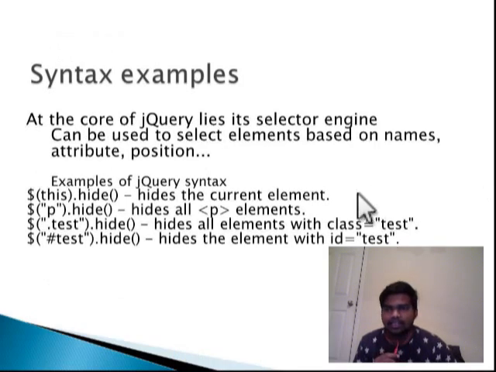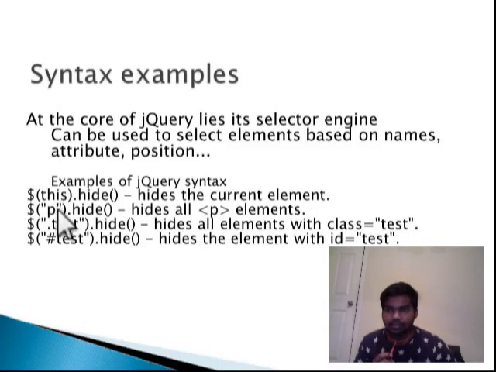Okay, so let's see a few basic syntax examples of jQuery. As you can see, these are the basic examples: dollar sign this dot hide, p dot hide, dot test dot hide, hashtag test dot hide. All of these basically hide the element within the selector. So this is a kind of selector.